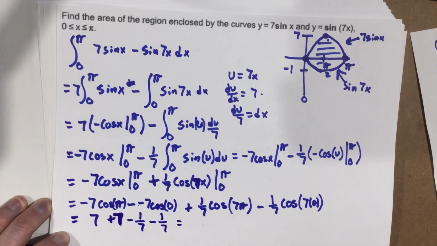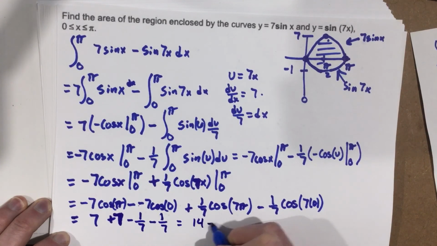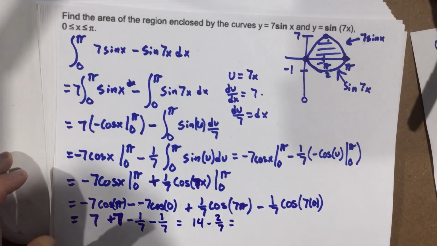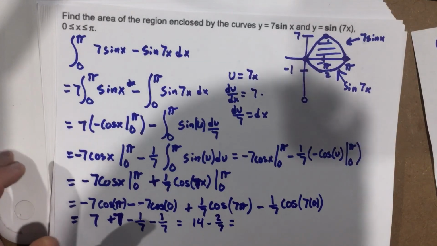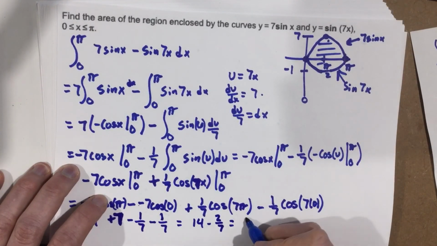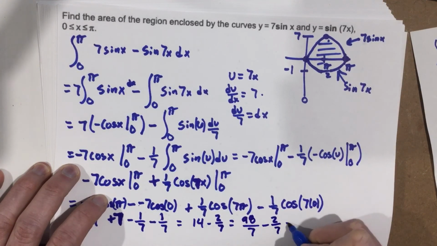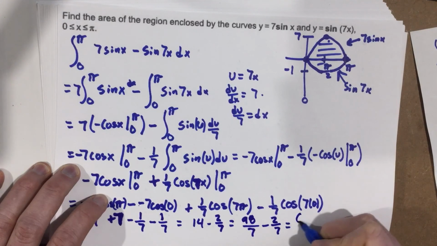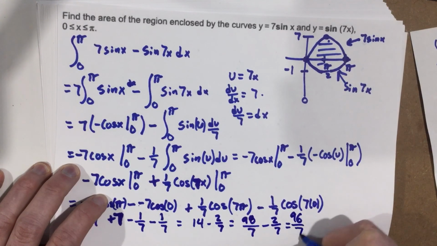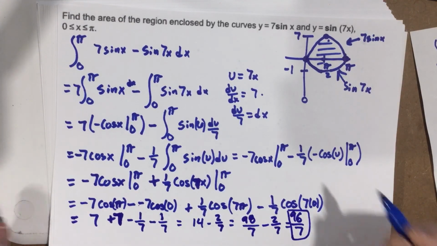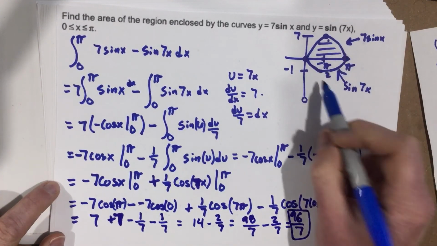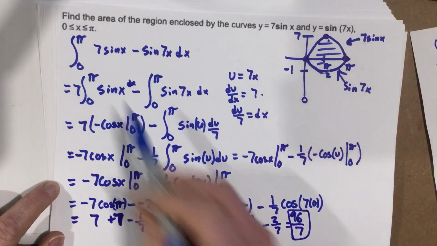That ends up giving you 14 minus 2/7, which if I take 14 times 7, I get 98. So I get 98 when I get a common denominator over 7 minus 2/7, which is 96 over 7. And that's the area between 7 sine x and sine 7x between 0 and pi.